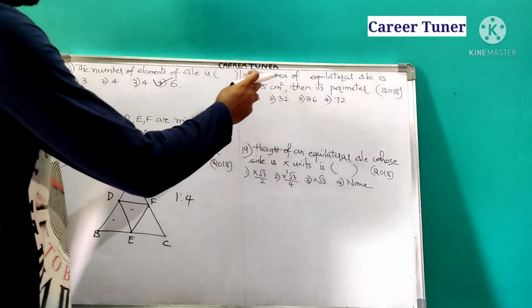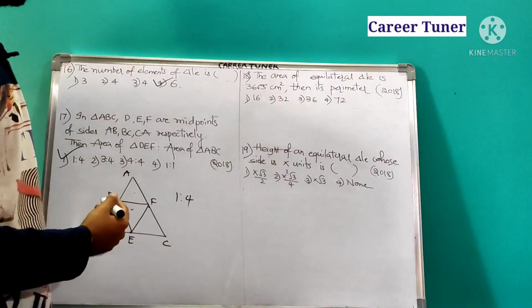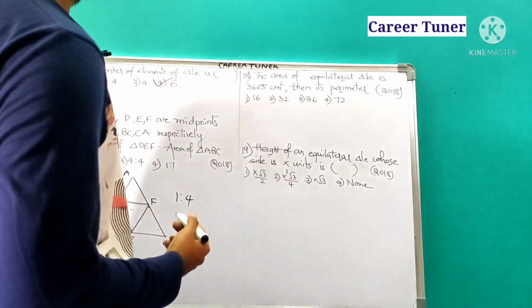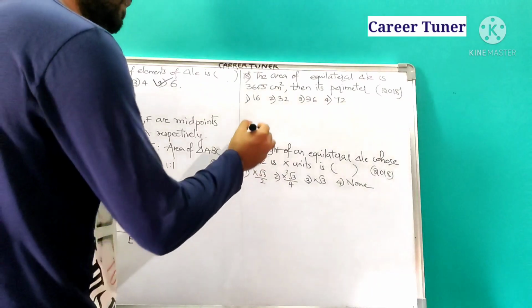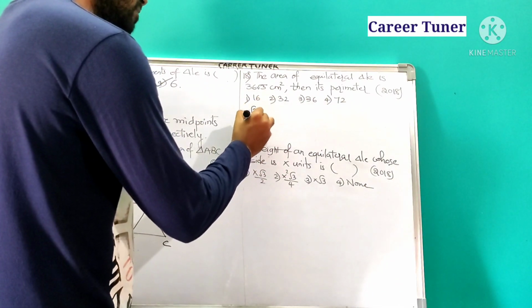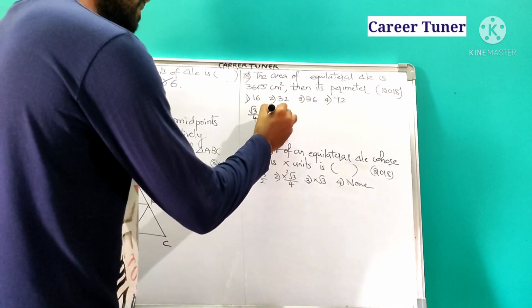Next, the 18th one. The area of an equilateral triangle is 36 root 3 centimeter square. Then its perimeter is how much? We know that the area of an equilateral triangle is equal to root 3 by 4 a square, which is equal to how much?